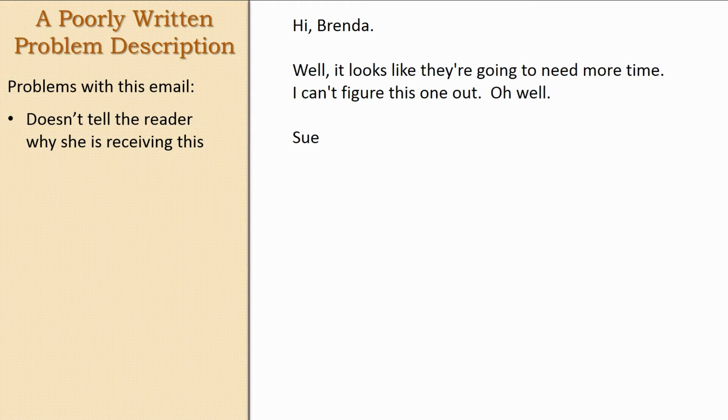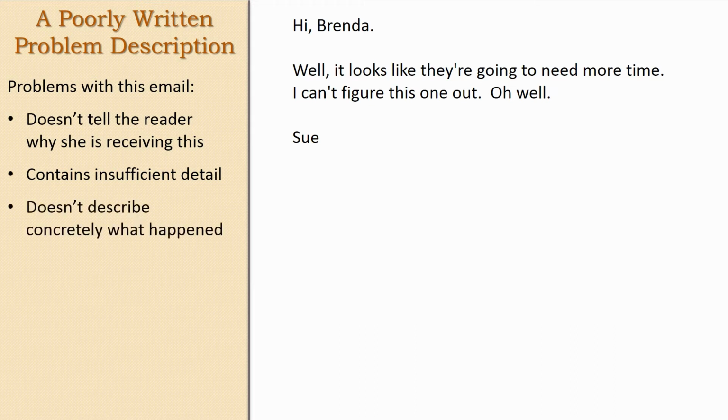This email doesn't have enough detail. The reader should understand the entire problem based on what's in the email. That requires detail. It doesn't describe concretely what happened. Sue should have described what she did, saw, and heard. She should have included who did what.